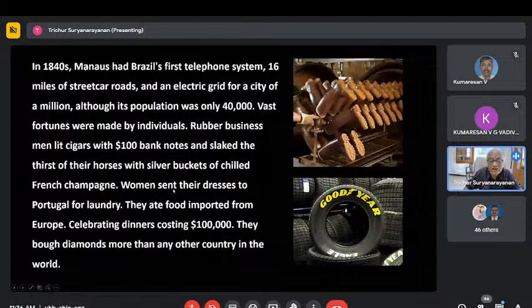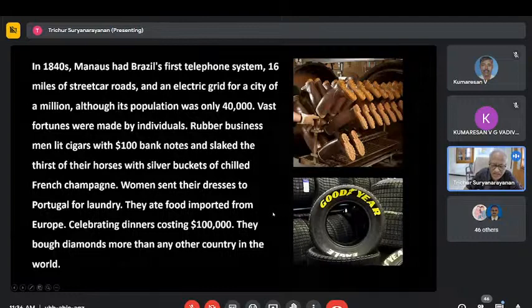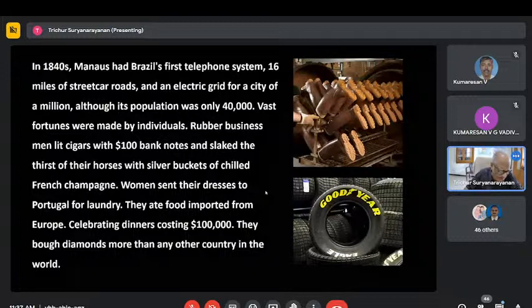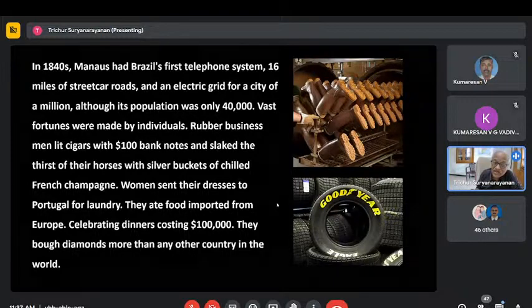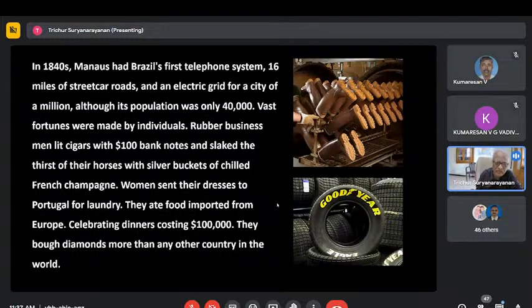Because of the demand for rubber after vulcanization, as I told you, export of rubber from Manaus took place in very large quantity. So in the 1840s, Manaus became very rich. Manaus had Brazil's first telephone system because they had a lot of money. 16 miles of streetcar roads, which sounds very simple today, but in those days it was really a long road. And it had an electric grid for a city of 1 million people, although the population of Manaus was just 40,000.